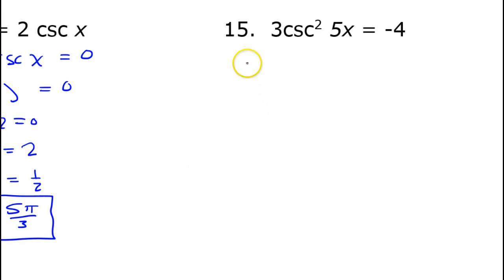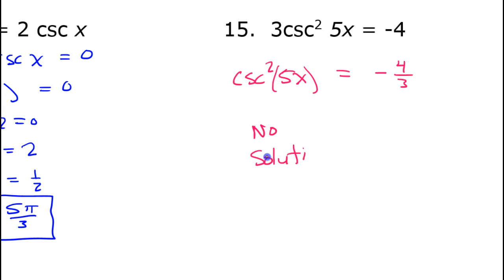One more. Number 15 is very interesting. I need to divide both sides by 3. So that's going to give me cosecant squared of 5x is equal to negative 4 over 3. Now really, as far as I'm concerned, this is the end of the problem. I'm going to go ahead and say no solution right now.